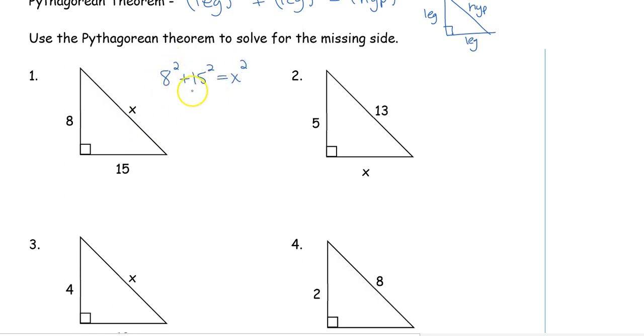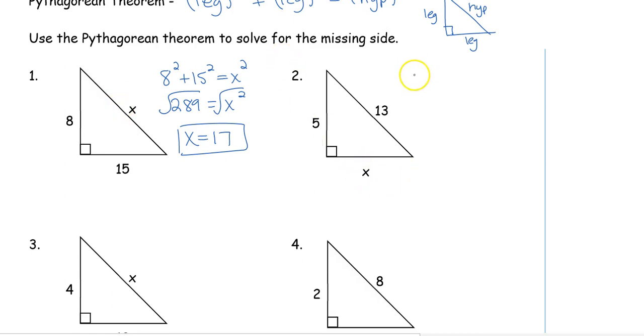8 squared and 15 squared together, that's 289. Equals x squared. Now I don't want x squared, I just want x, so I square root each side, and we get x is going to be equal to 17. Now technically our answer is plus or minus 17, but because x is representing a side length of our triangle, we aren't going to write the negative 17 because it's not realistic.